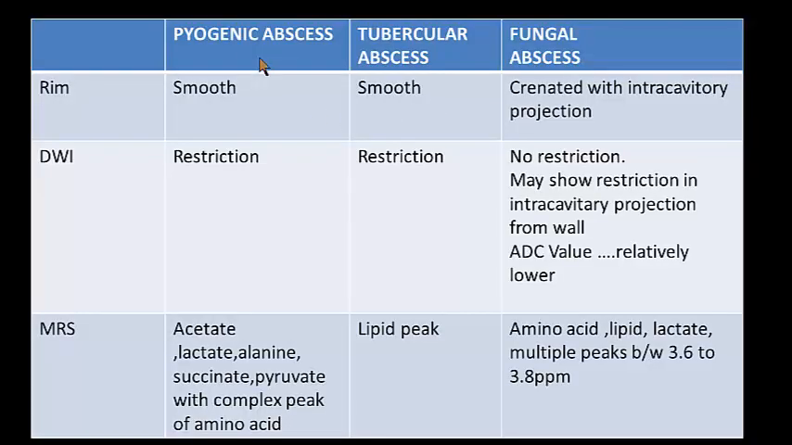So when you deal with a pyogenic abscess versus tubercular abscess versus fungal abscess, the way to differentiate is that the rim is smooth in both pyogenic and tubercular, but in fungal it is crenated with intracavitary projection. In diffusion it will show central restriction in both pyogenic and tubercular, whereas in fungal abscess you will see the restriction in the periphery, in the wall of the lesion. On MRS you see acetate, lactate and succinate peaks in pyogenic abscess, a lipid peak in tubercular abscess, and amino acid and lipid peaks in fungal abscess.